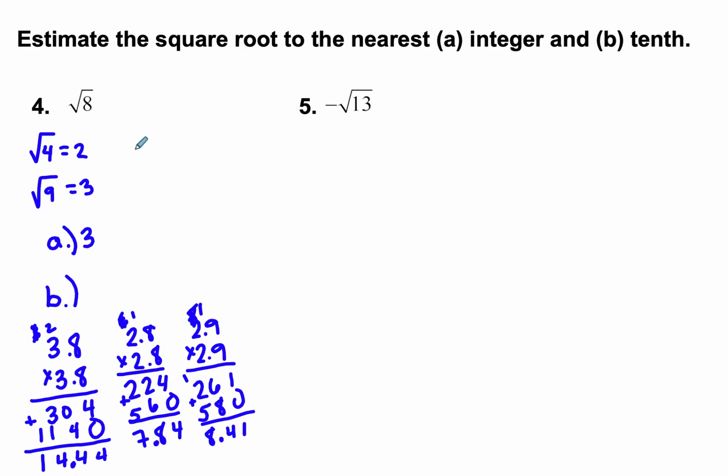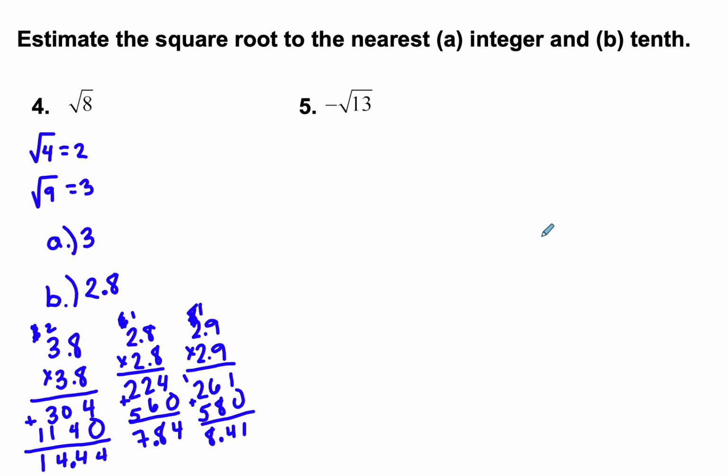8.41. Okay, so now we have to think about which one of these is closer to 8. 7 and 84 hundredths. That's 16 hundredths away from 8. This is 41 hundredths away from 8. So 2.8 is going to be my closest to the nearest tenth.